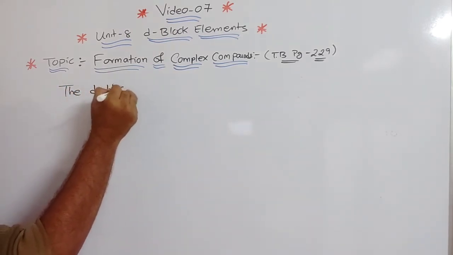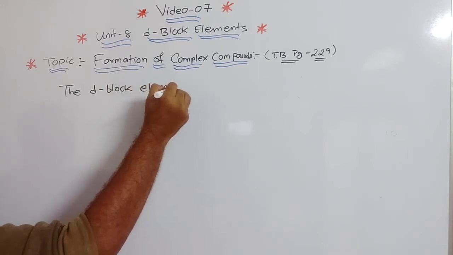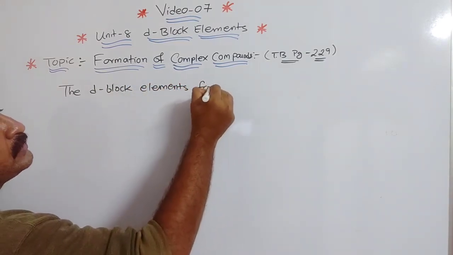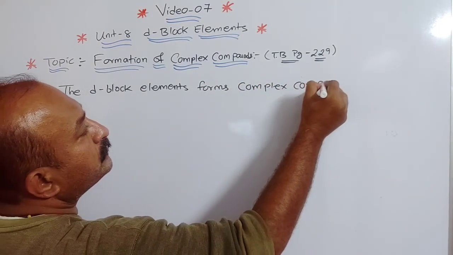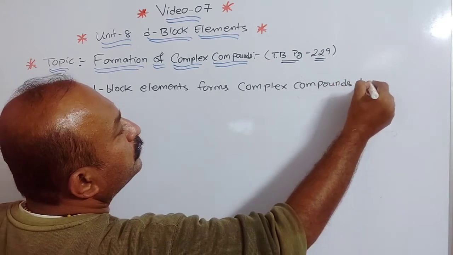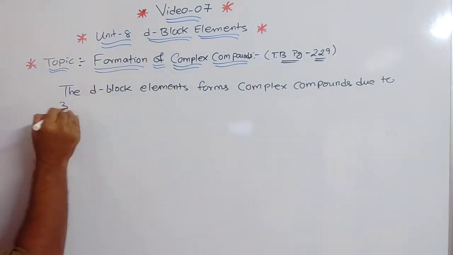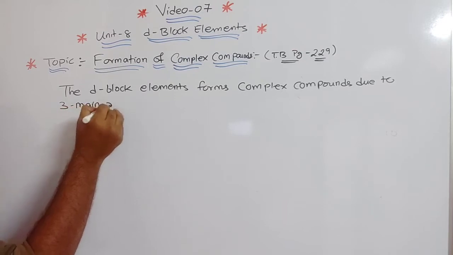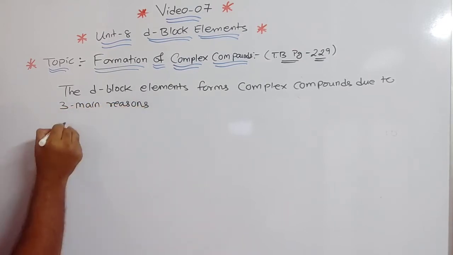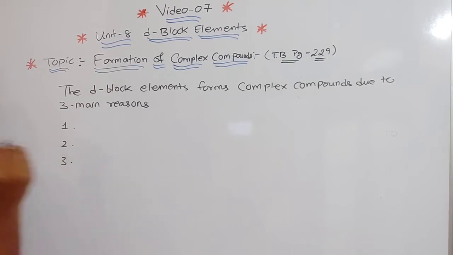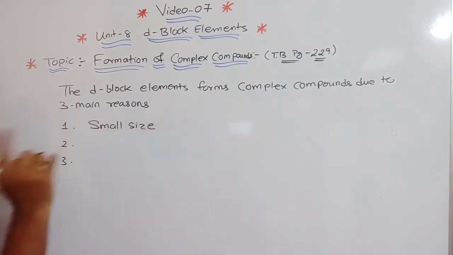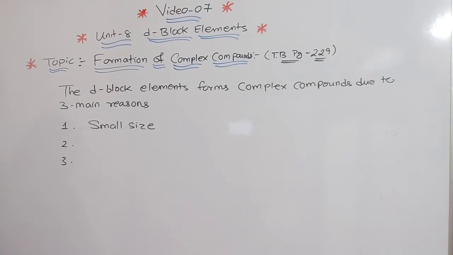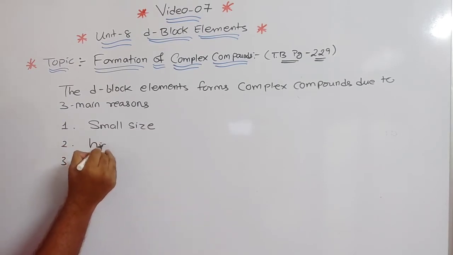The d block elements form complex compounds due to three main reasons, reason number 1, 2 and 3. The first reason is small size. Second is high nuclear charge.